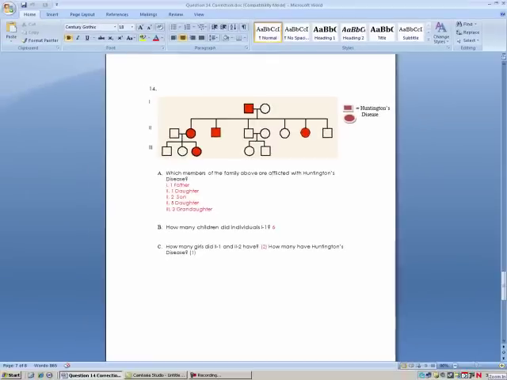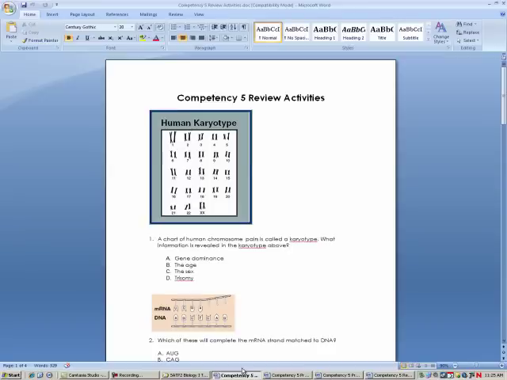So that completes your practice activity. Now let's look at our review activities. This is the sheet I asked you to download and complete for your review activities. Now let's look at the answers.